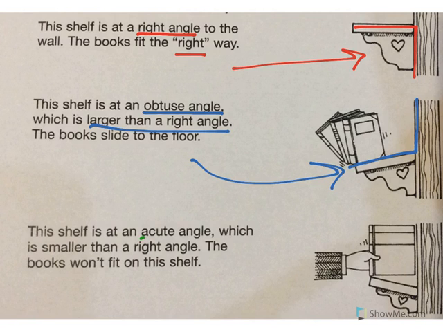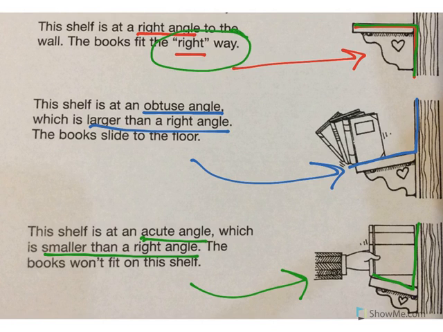This shelf is at an acute angle, which is smaller than a right angle. The books won't fit on this shelf, so that just wouldn't even work. So, one way to remember a right angle makes a perfect square is that books would fit on it the right way.